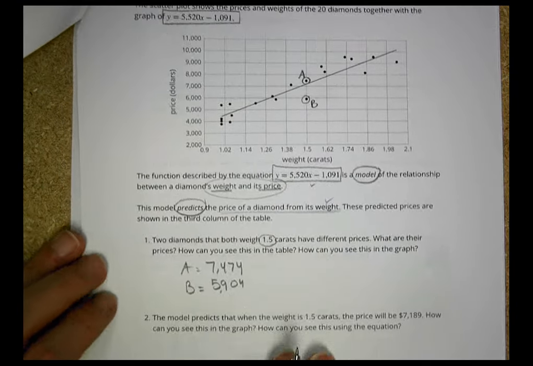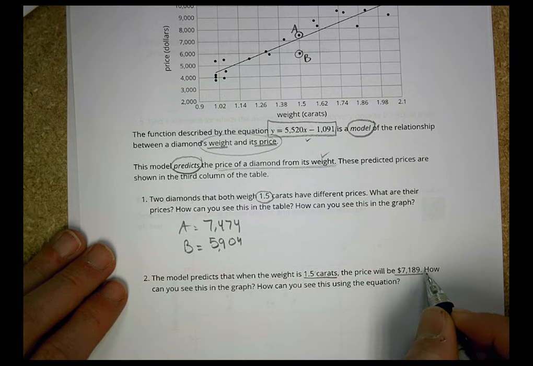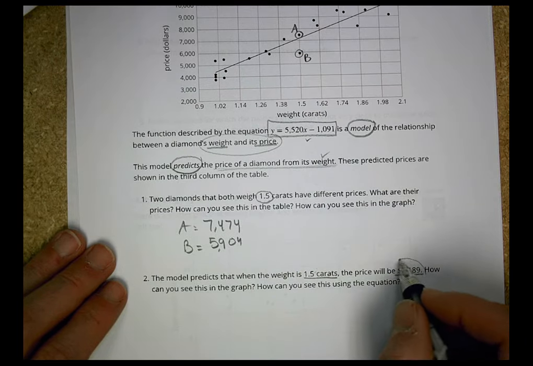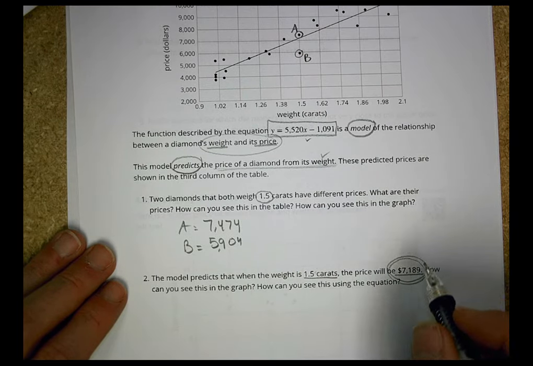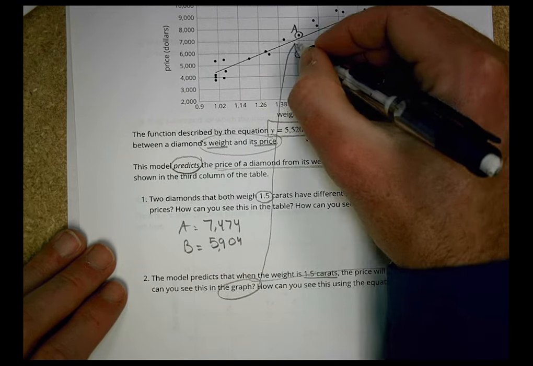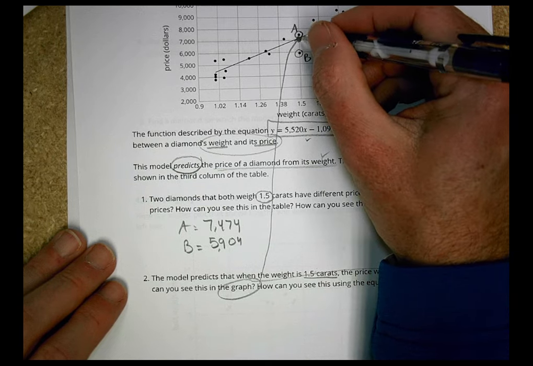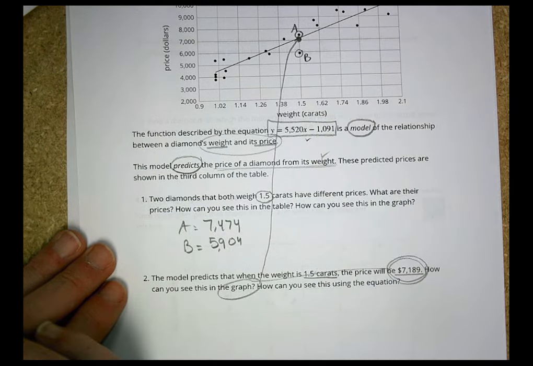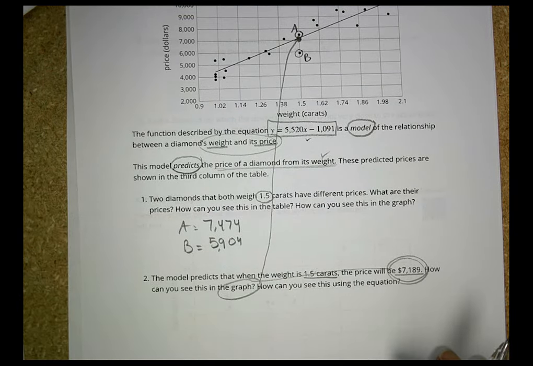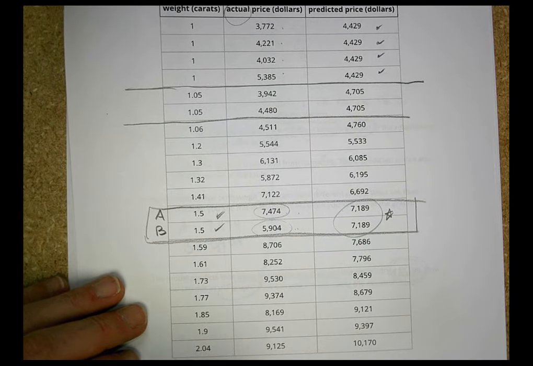This model predicts that when the weight is 1.5 carats, the price will be $7,189. How can you see this in the graph? Where do you see this value in the graph? We see that value at the place where the line is. The line where it crosses is where we are at $7,189. In terms of the equation, the place where we would see that value is in the predicted price here. That's where we see it in the table.